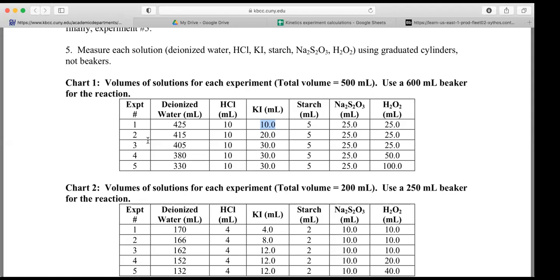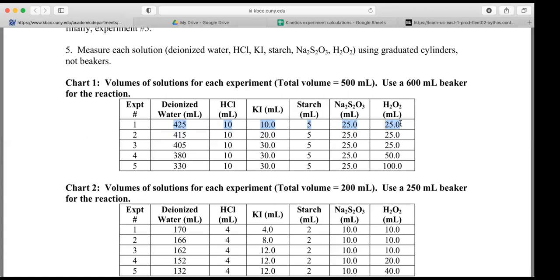Okay, so let's go through it. The total volume is everything you're adding together in the same solution. So here's experiment 1. The amount of water was 425, the amount of HCl was 10, the amount of KI was 10, the amount of starch was 5, the amount of Na2S2O3 was 25, the amount of H2O2 is also 25. Now you just add those up, and what do you get?